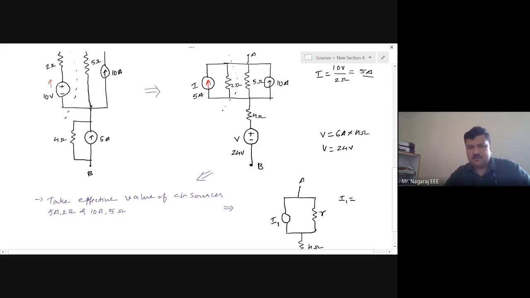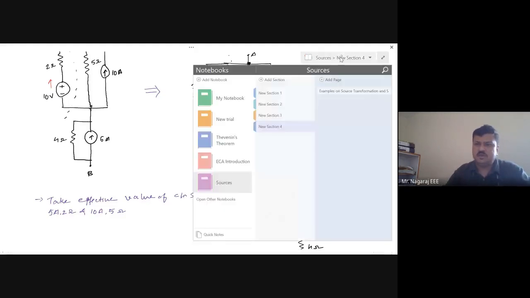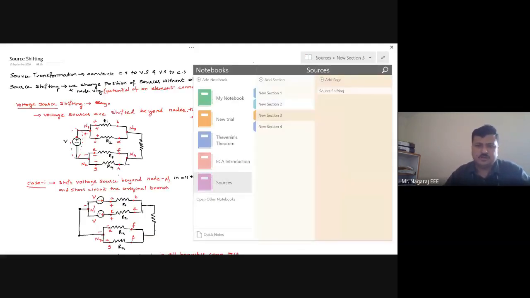Now addition will be there when both the directions are in the same way or along the same direction, and subtraction if the currents are opposite. Now observe, 5 amperes is flowing upward, 10 amperes is also flowing upward. So it means that at node A, current 5 amperes is meeting, current 10 amperes is also meeting. So what is the total current effective value of these two currents? It is 5 plus 10 amps.